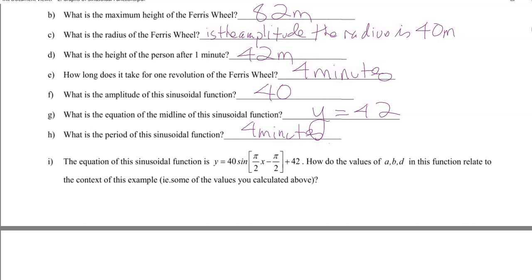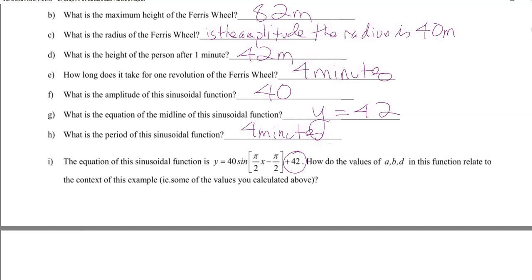And so, how do the values of A, B, and D relate? So let's start with D. What's the 42? Nope, not amplitude. What is it? The midline. So what's at the middle of a Ferris wheel? What's at the middle of any wheel? The axle, the hub, right?